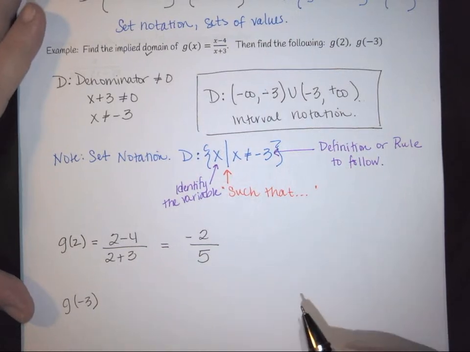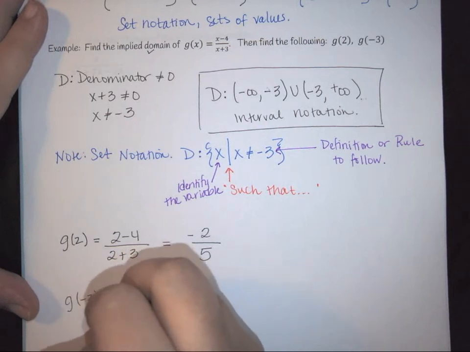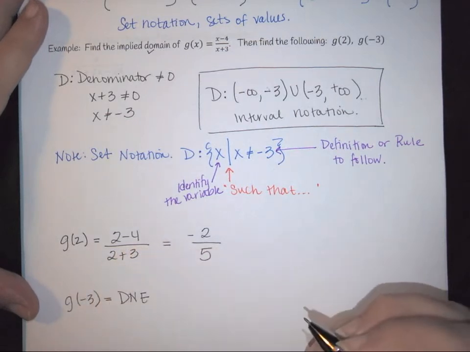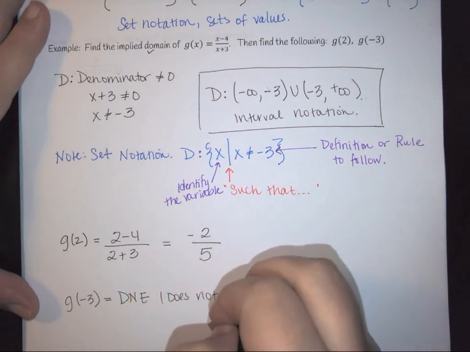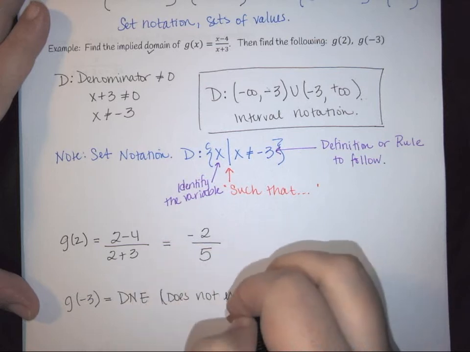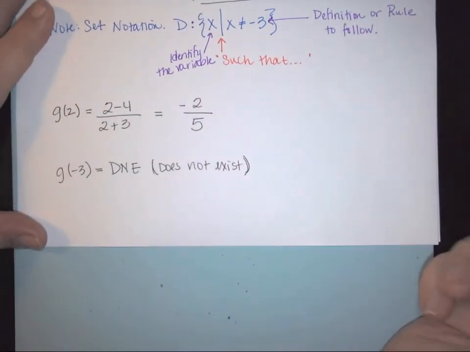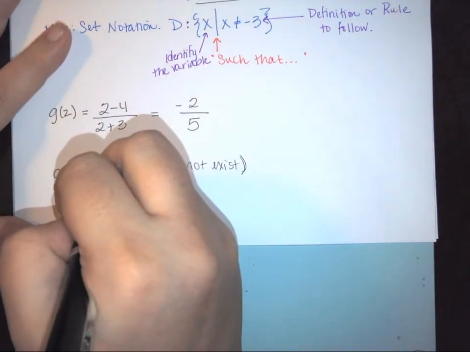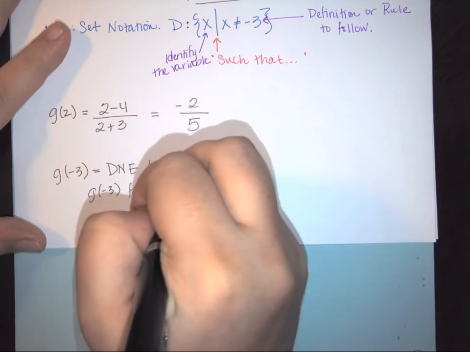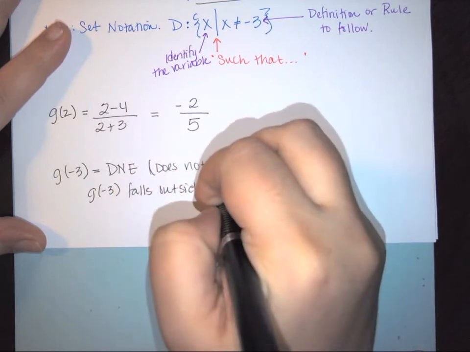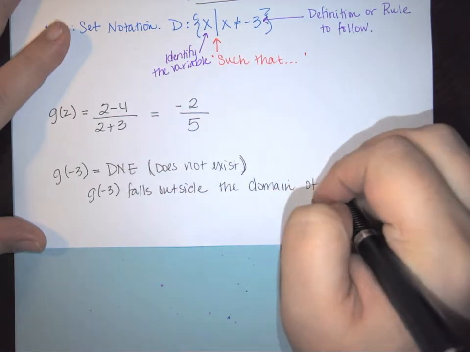Now, this, however, we have an issue. Here, this does not exist. DNE, okay, or does not exist. If you're going to say does not exist, generally you need to have a reason why. Here, your reason why would be g of negative 3 falls outside the domain of the function.